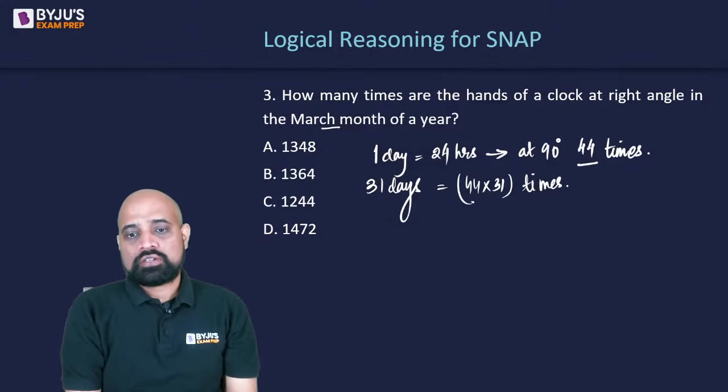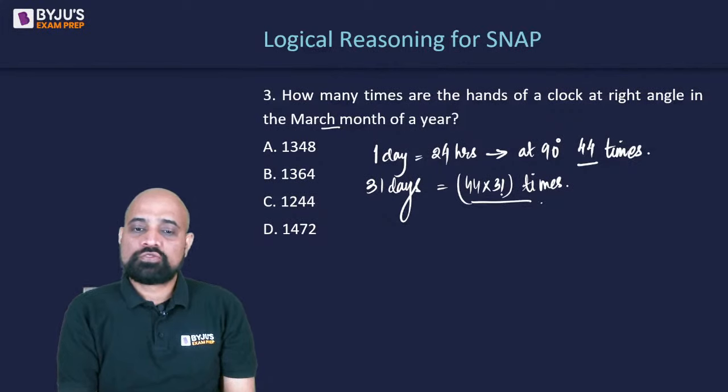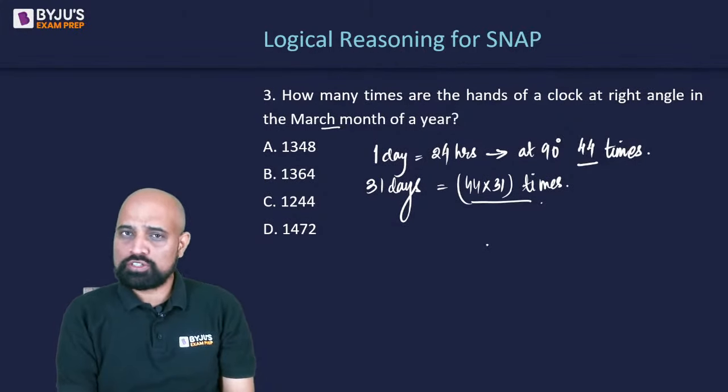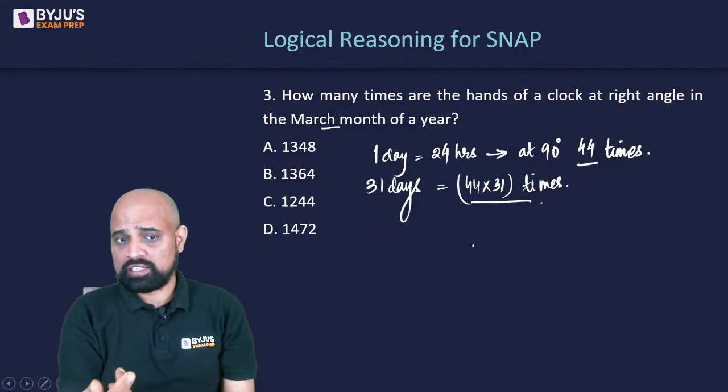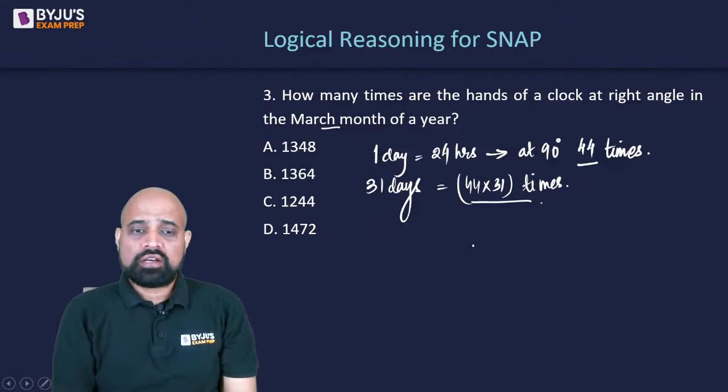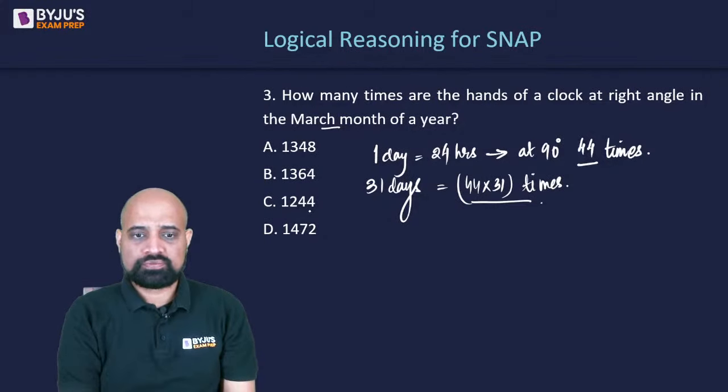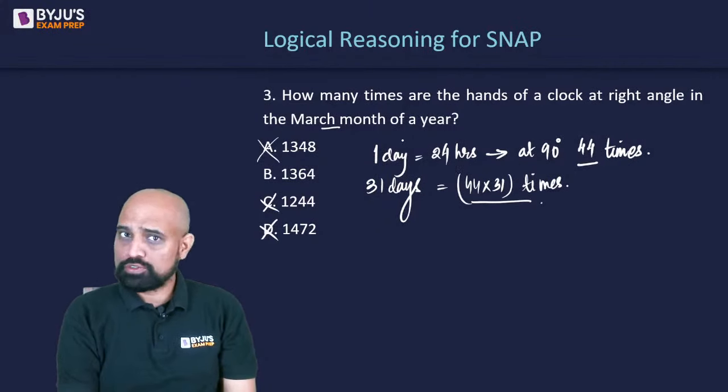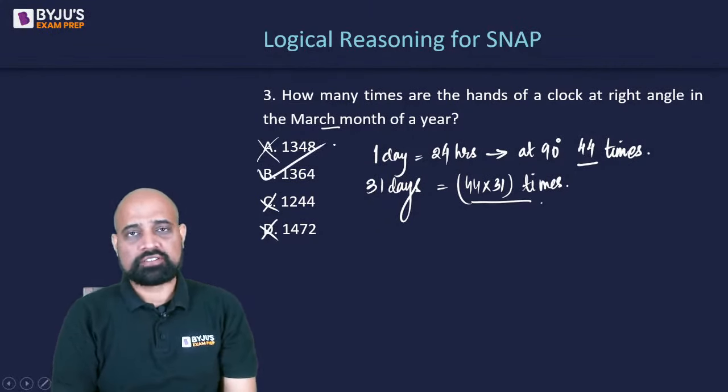Now, 2 ways to solve this. 44 means it should be in the table of 4, it should be in the table of 11, right? We can use multiples of 11, let's see which one it is. 1348 is not in the table of 11. 1364 is in the table of 11. 1244 is not in the table of 11. 1472 is not in the table of 11, because 44 has to be there. So B is our answer.